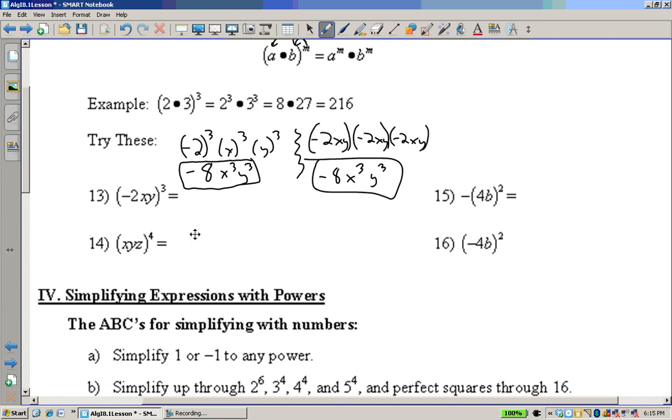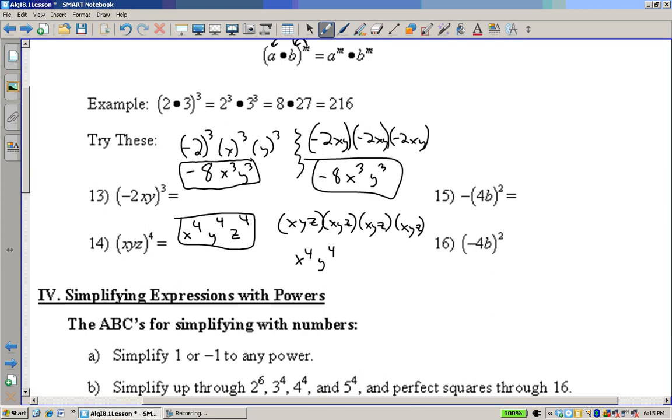Okay, again, we can distribute this 4, x to the 4th, y to the 4th, z to the 4th. Or you could do 4 exact replicas of the same thing. X, Y, Z, X, Y, Z, X, Y, Z. So we have 1, 2, 3, 4 X's, 1, 2, 3, 4 Y's, 1, 2, 3, 4 Z's. And there you go.